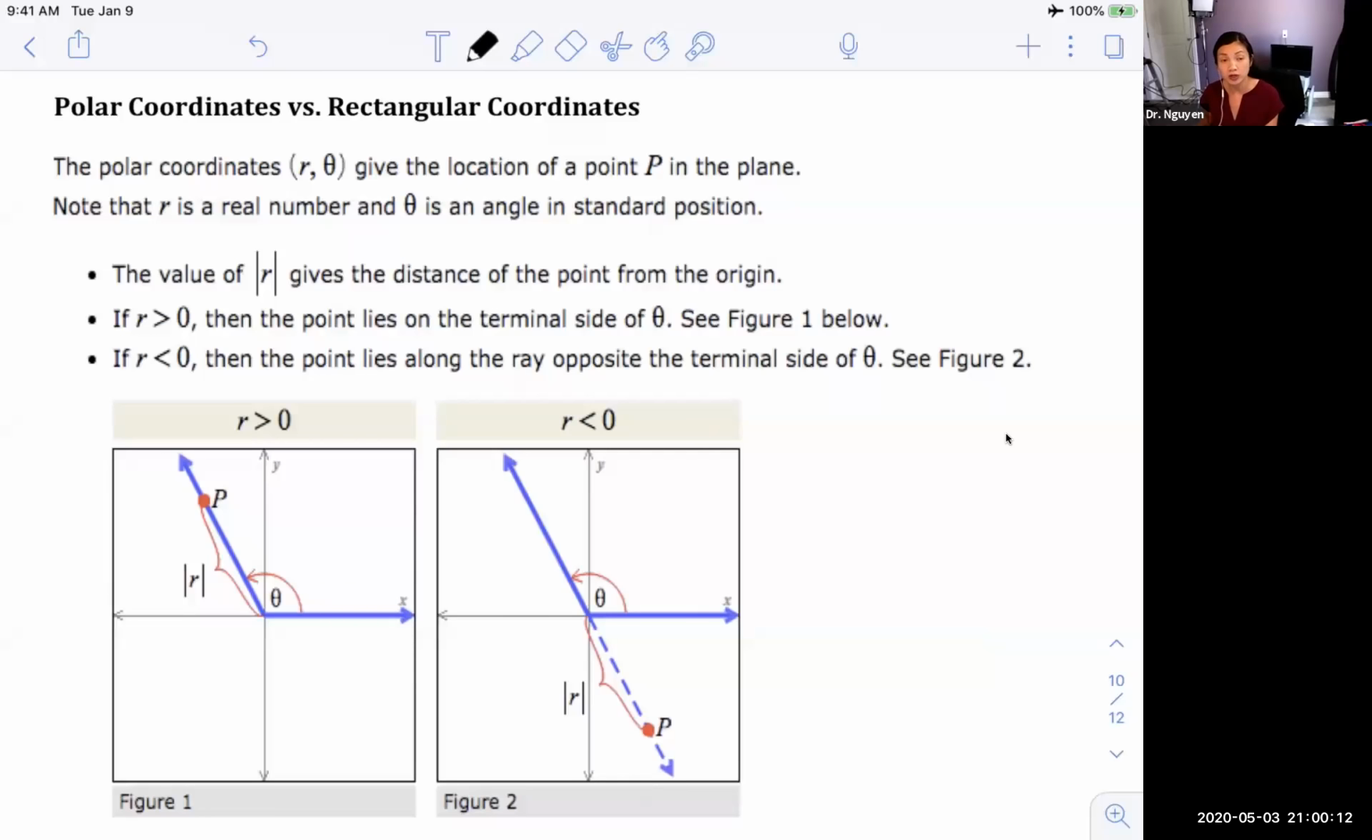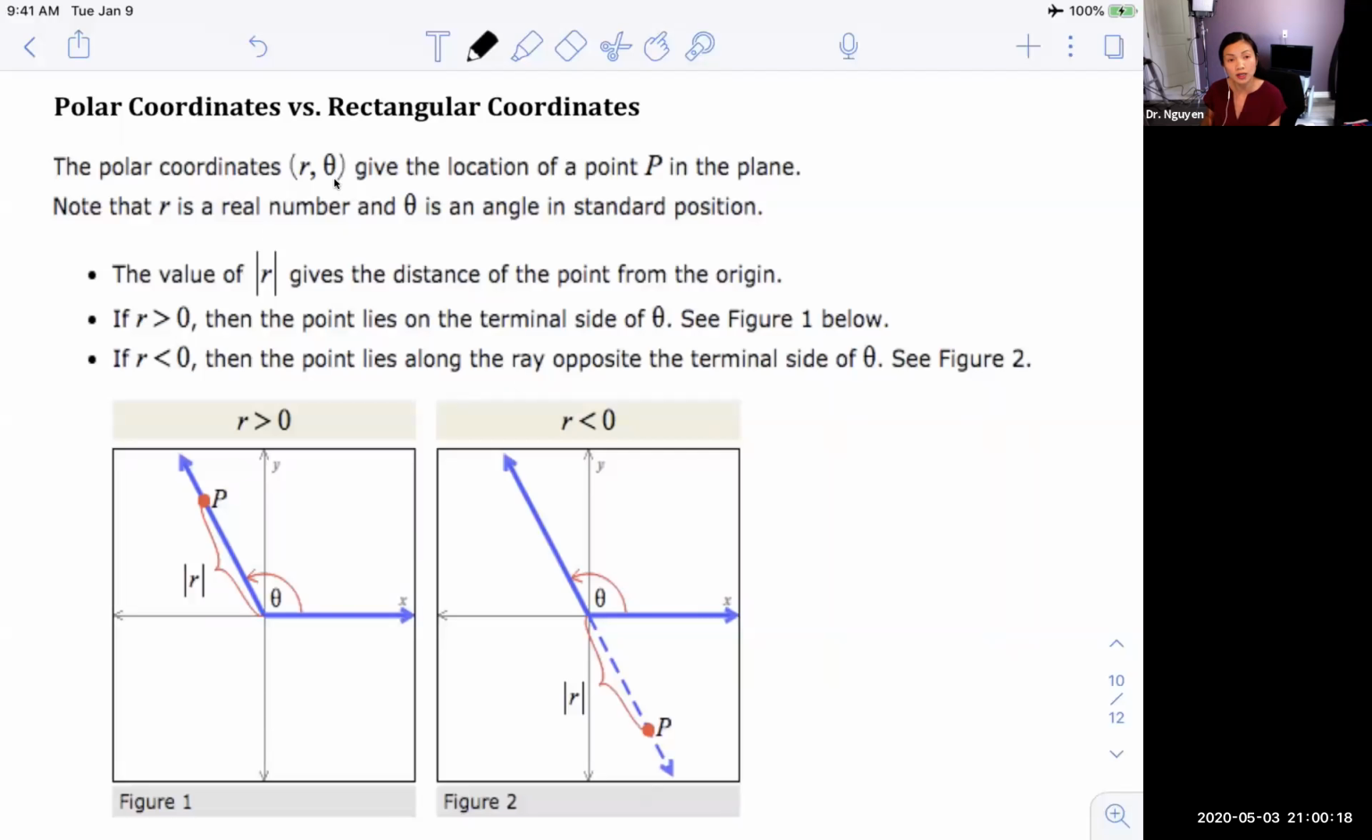Hi class, for this video, I want to talk about polar coordinates and rectangular coordinates. We know the rectangular coordinates really well, which is x, y, the x-axis and the y-axis. But since we're talking about trigonometry here, we're going to have to take care of polar coordinates.